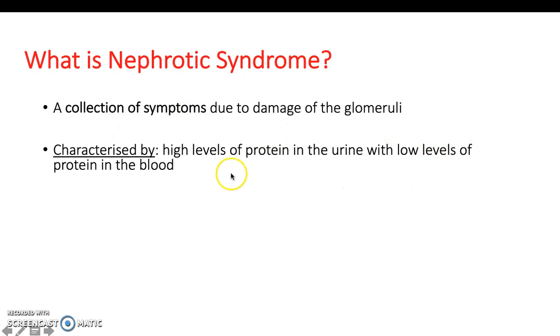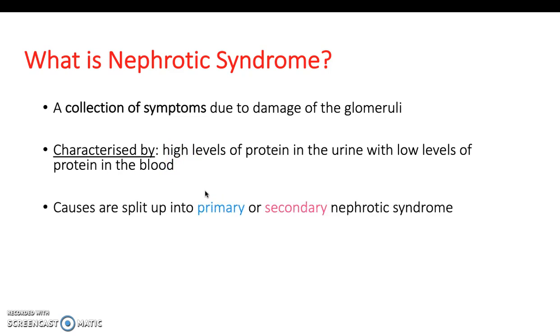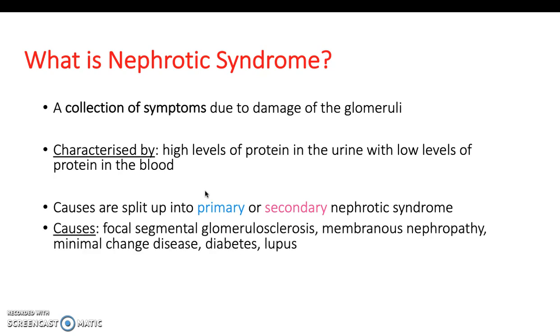It's characterized by high levels of protein in the urine with low levels of protein in the blood, because it's all getting filtered out of the glomerulus. Damage of the glomeruli can also be termed glomerulonephritis, which we'll see in a bit. Causes are split into primary or secondary, and these could be focal segmental glomerulosclerosis, or things like diabetes and lupus. We'll go into how we'd break them up and how they would cause nephrotic syndrome.